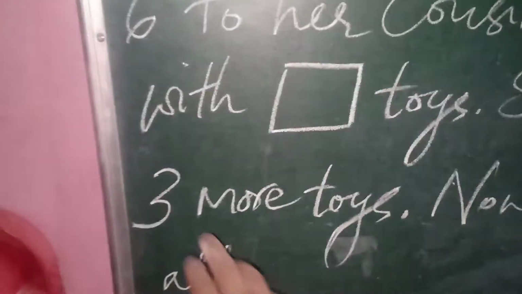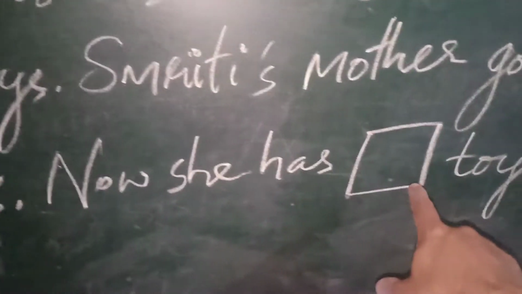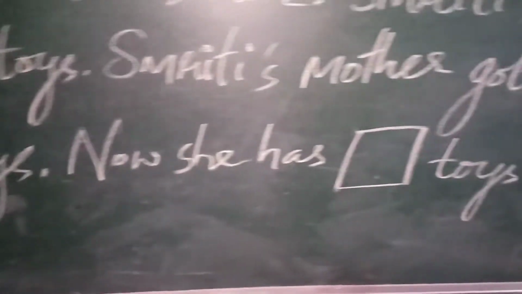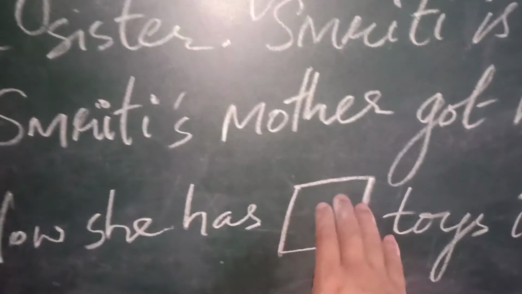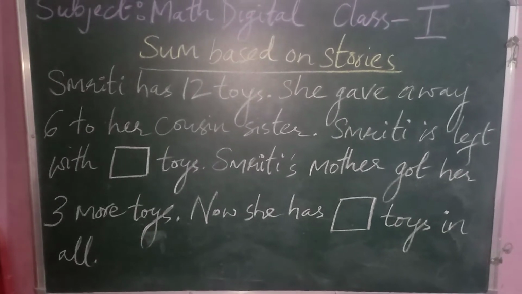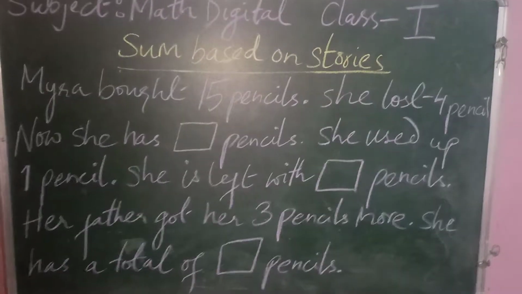Okay, after adding 3, now you have to write the total. Okay, total number of toys, how many toys does she have in total? You have to write it over here. Okay, so this will be the question, and I'll give you one more question related to it.